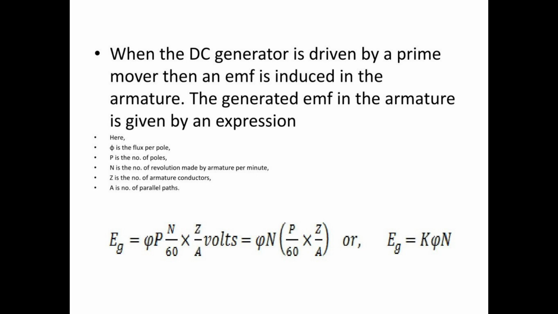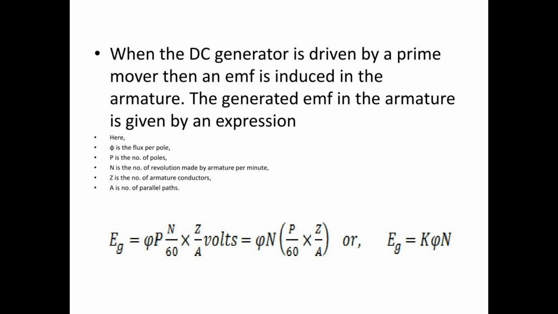See, so here phi is the flux per pole, P is the number of poles, N is the number of revolutions made by the armature per minute, Z is the number of armature conductors, and capital A is the number of parallel paths. Okay, so this we have derived in the previous class, right? So Ez is equal to phi Z N P by 60A.